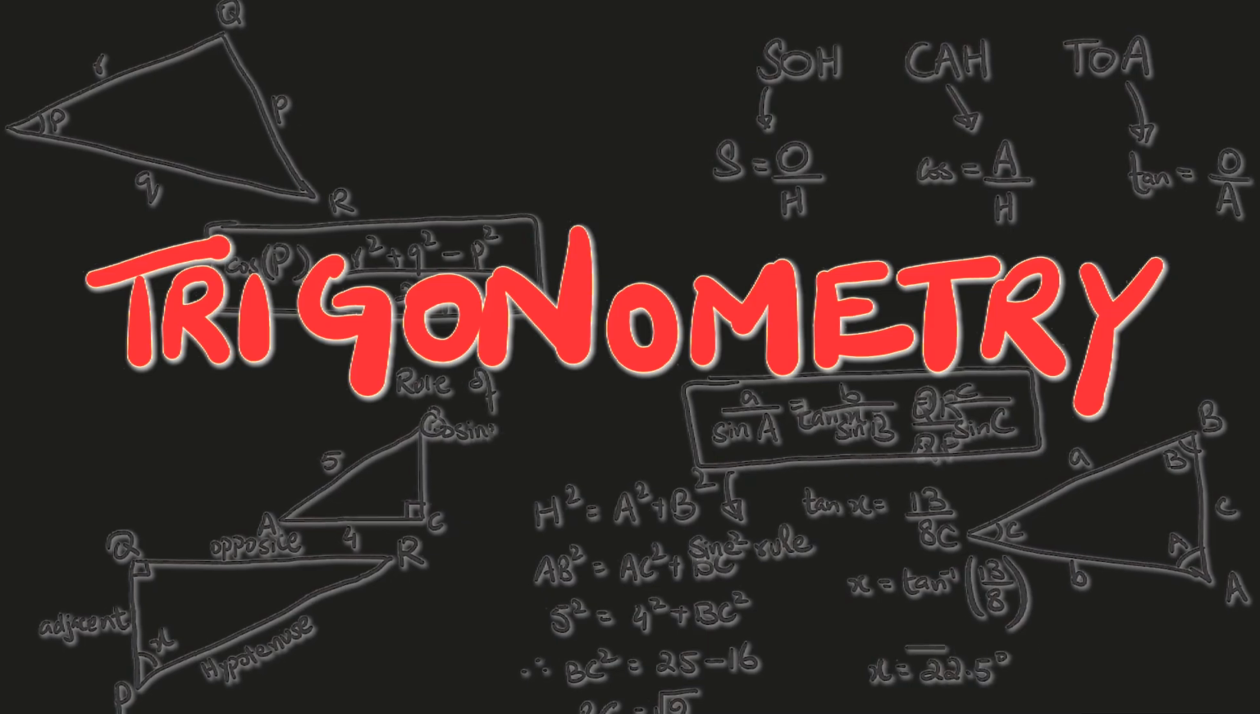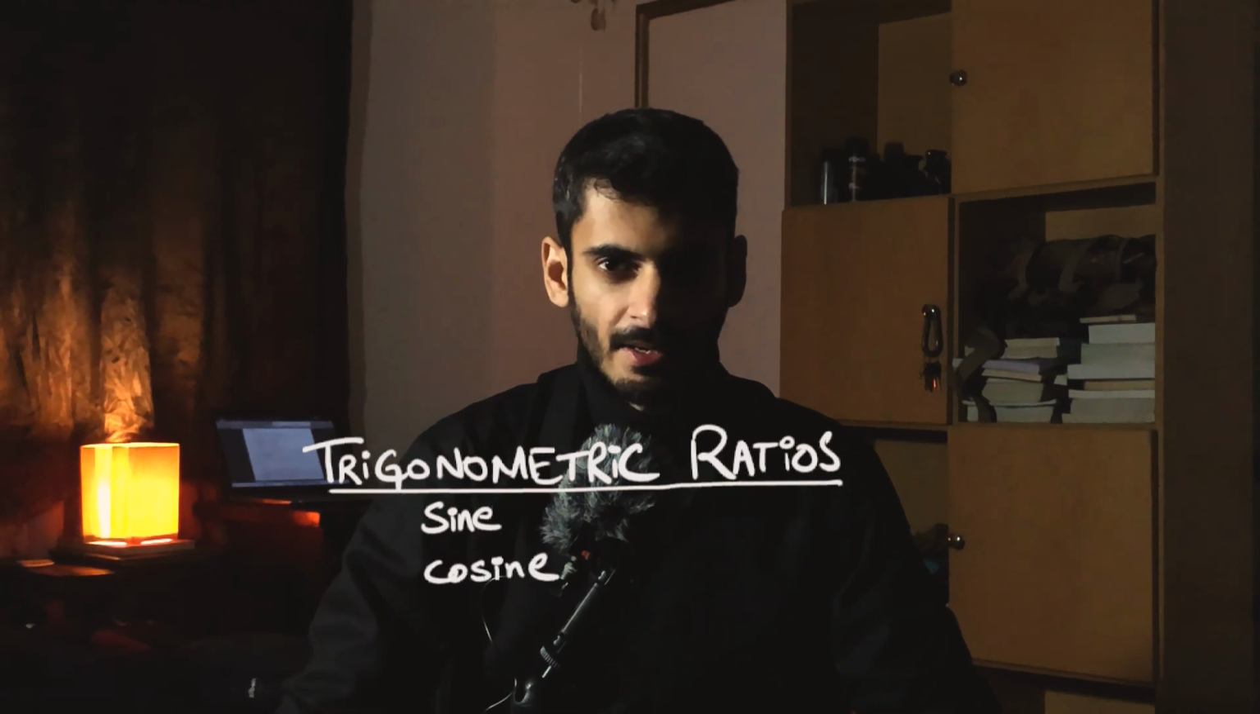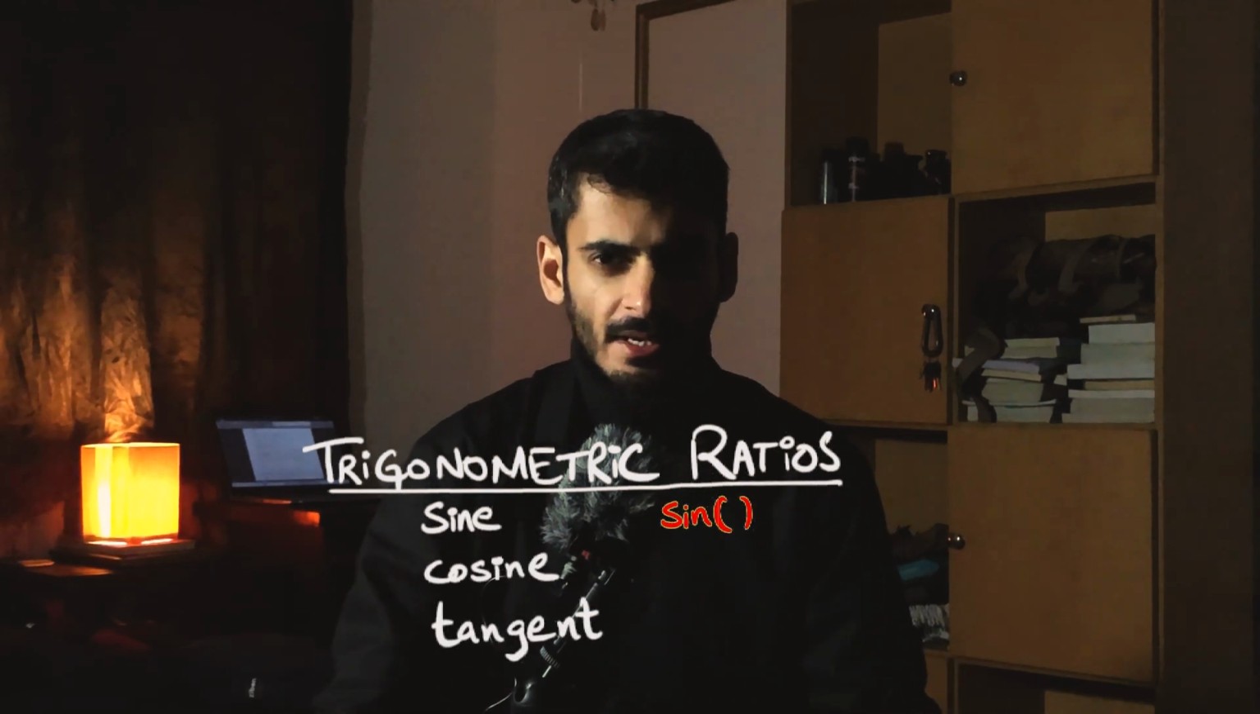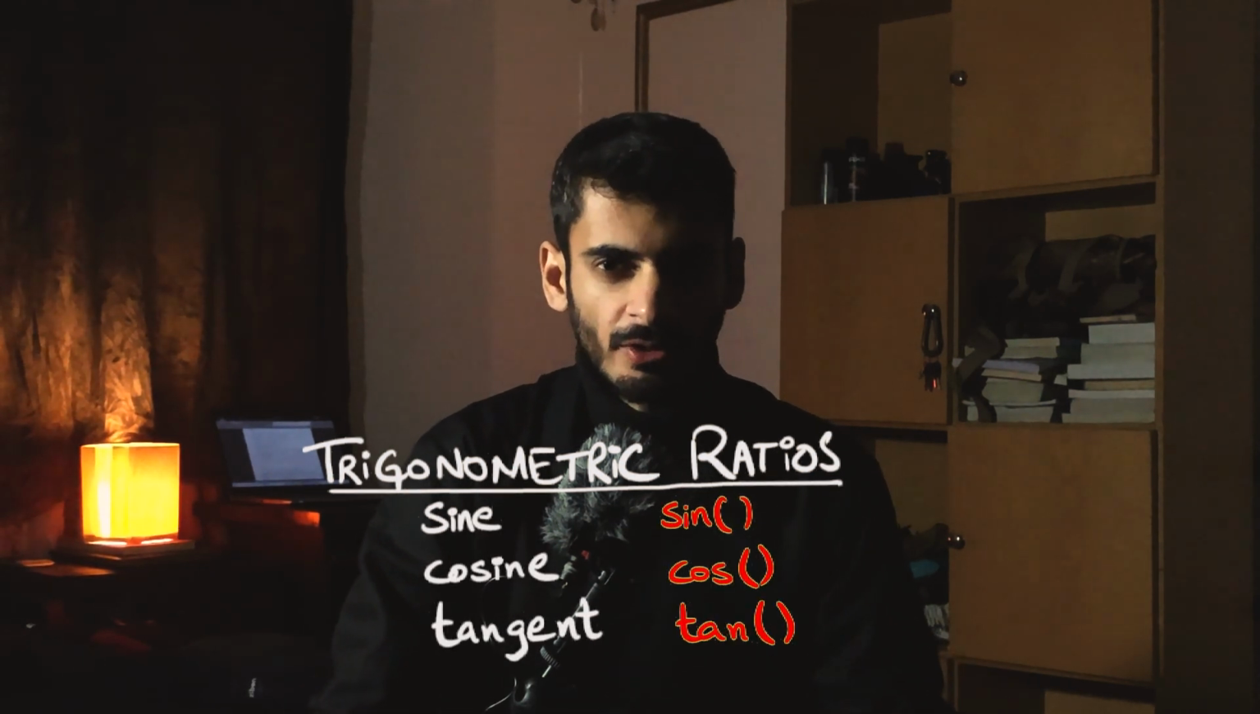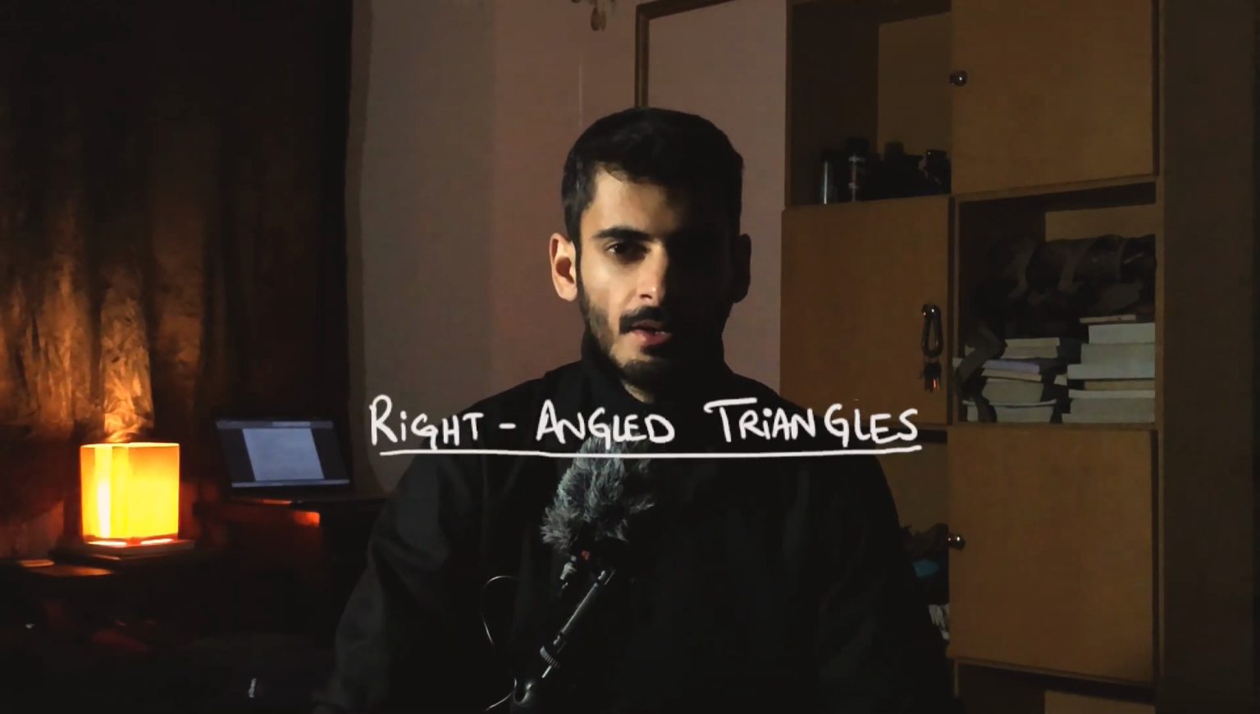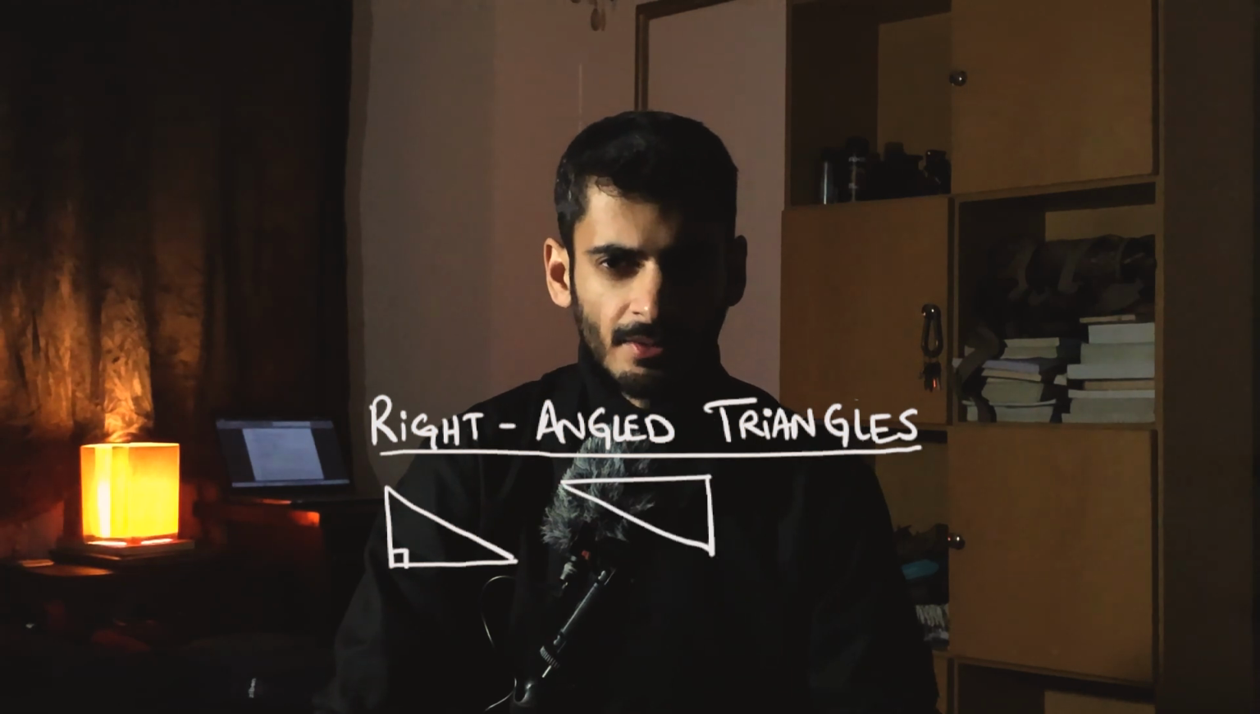Trigonometry. We will start trigonometry with the trigonometric ratios, the sine and the cosine and the tangent. Sine, cos and tan, these are the trigonometric ratios, and we use these ratios in right-angled triangles.